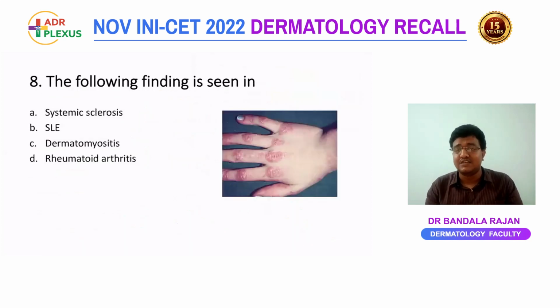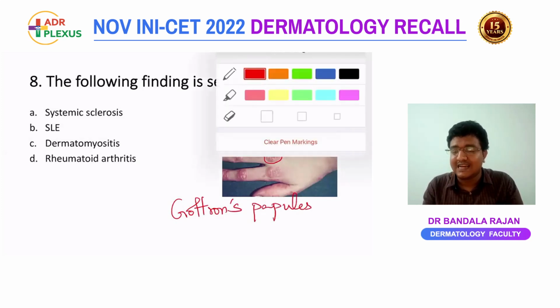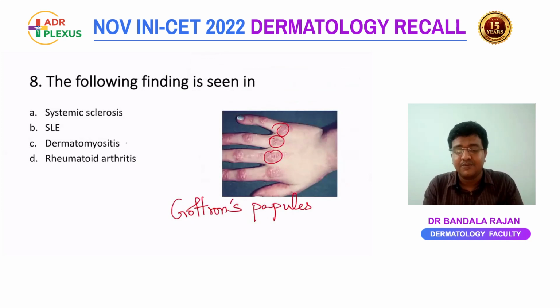The next question is a picture-based question. The finding is seen in... Here we can make out, on the knuckles and in the interphalangeal joints, erythematous papulonodular lesions. This is known as Gottron's papules. Gottron's papules are a characteristic finding of dermatomyositis.